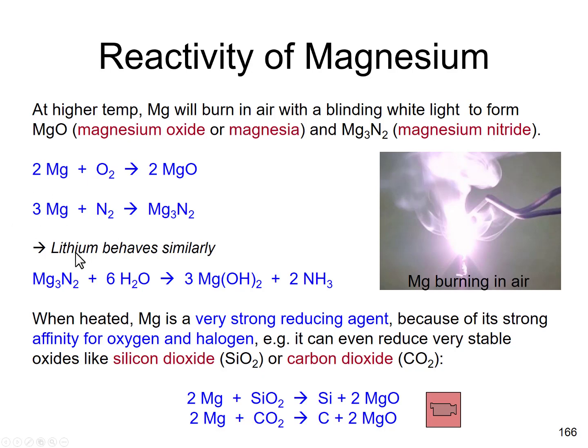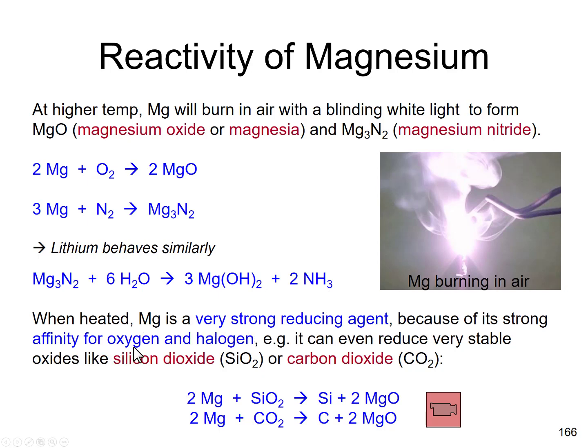Now lithium, as we have seen before, behaves in a very similar way. And if you take the magnesium nitride and dissolve it in water, then what you obtain is magnesium hydroxide and you liberate ammonia. When heated, magnesium is a very strong reducing agent.